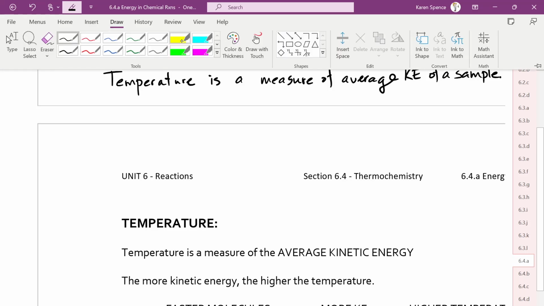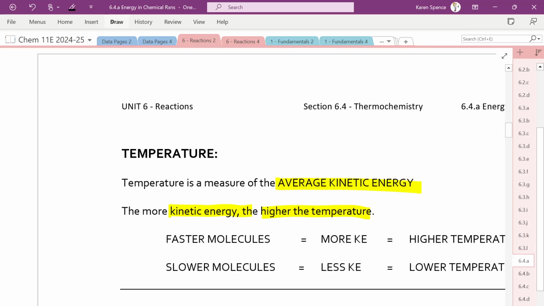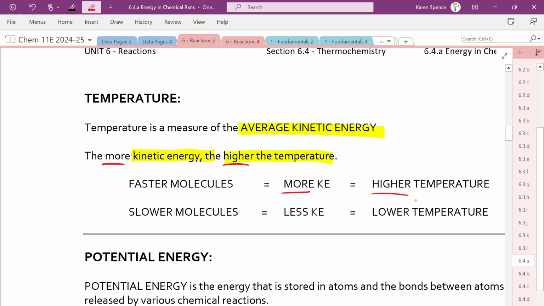Temperature is a measure of the average kinetic energy. So the more kinetic energy, the higher the temperature. More kinetic energy, higher temperature. So faster molecules mean you have more kinetic energy, which means you have a higher temperature. Slower molecules, less kinetic energy, lower temperature.